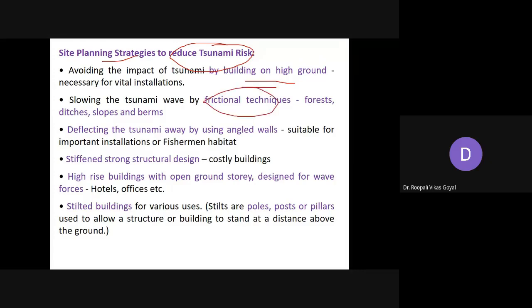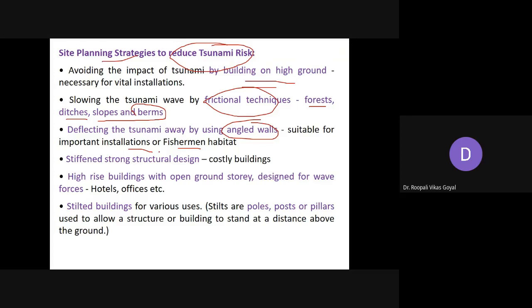Then slowing the tsunami waves by frictional techniques. Already we have discussed this: forests, ditches, slopes and berms, and seawall construction can be done. Deflecting the tsunami away by using angled wall construction. Some angled walls can be constructed, like a seawall, and that is suitable for important installations or fishermen habitats, because fishermen might be living nearby. To protect them, such angled wall construction can be done.